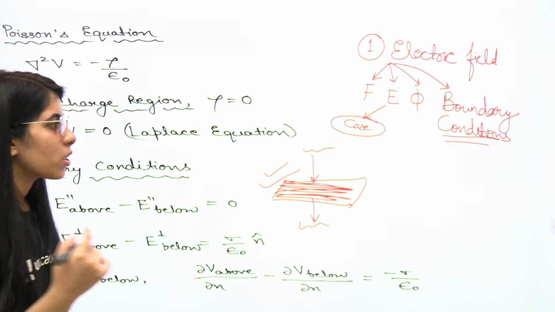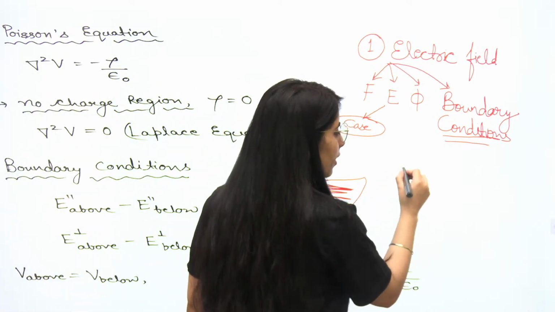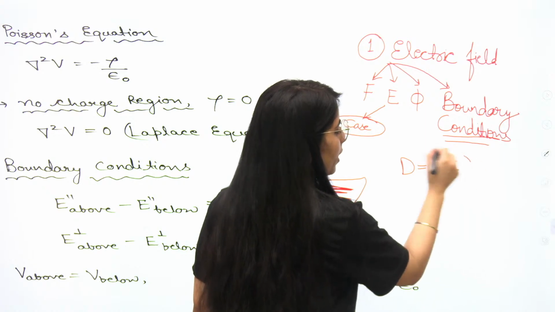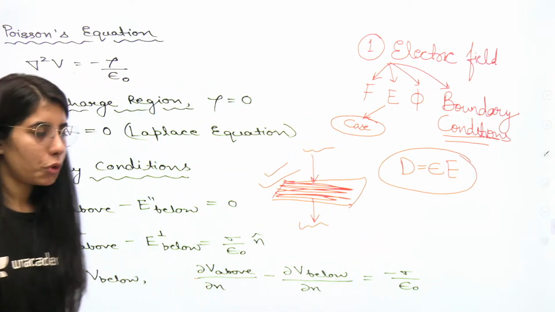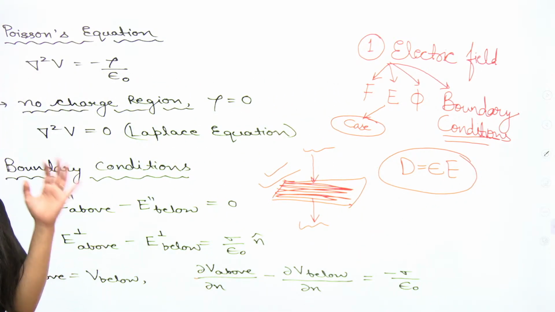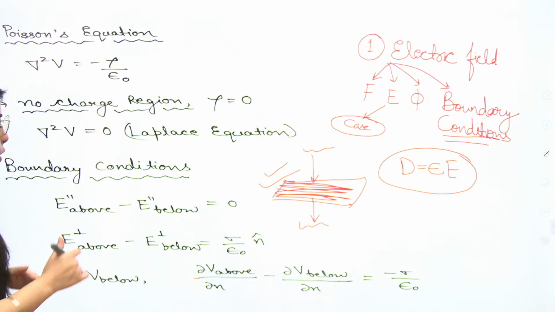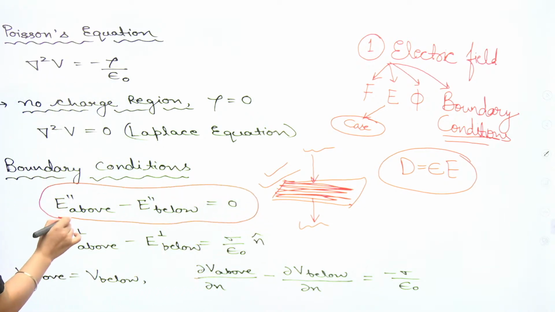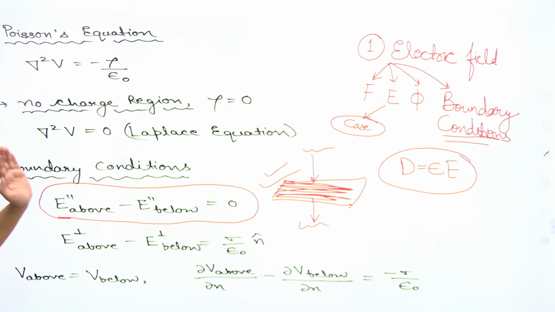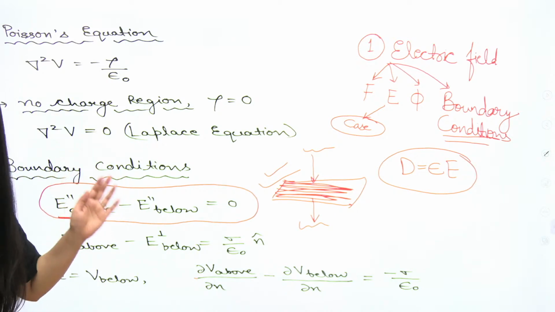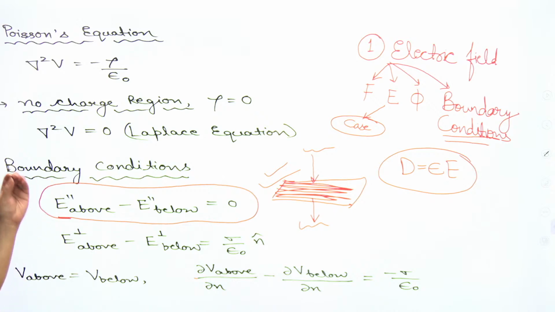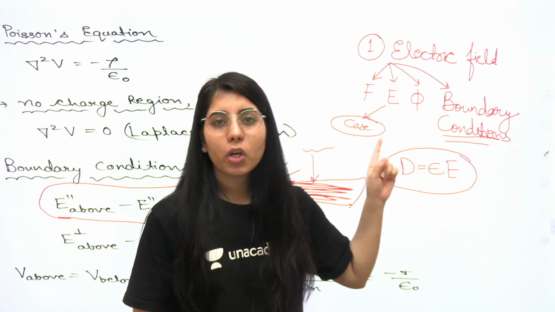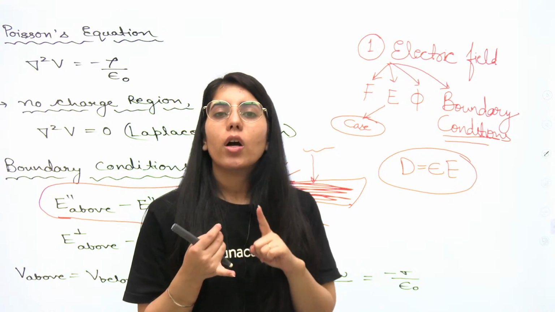Now you know the displacement vector relation between D and E, what is that? D is equal to epsilon E. This is something everybody knows. Now, when D is equal to epsilon E, and you already know that E parallel above is equal to E parallel below, so let me know: when the tangential component of the electric field is continuous, what will be the component of the displacement vector which will be continuous, tangential or normal?